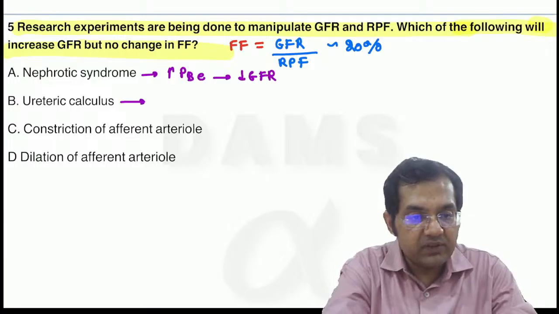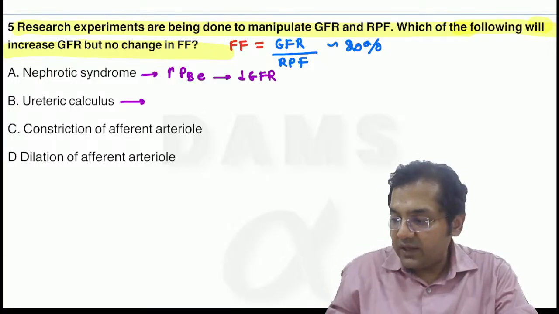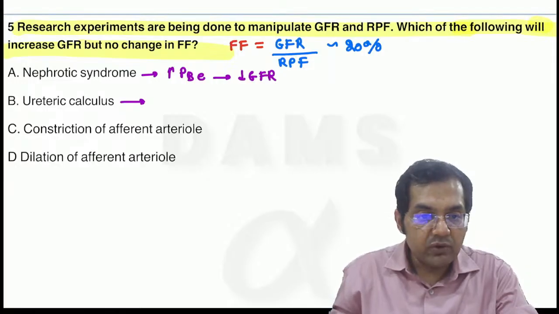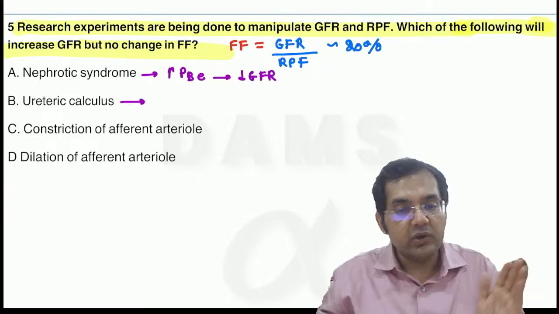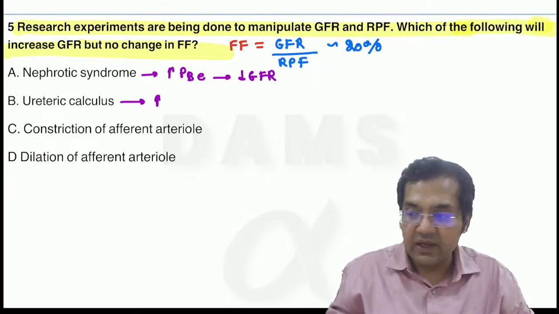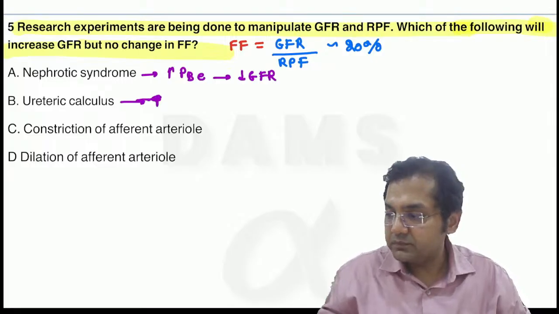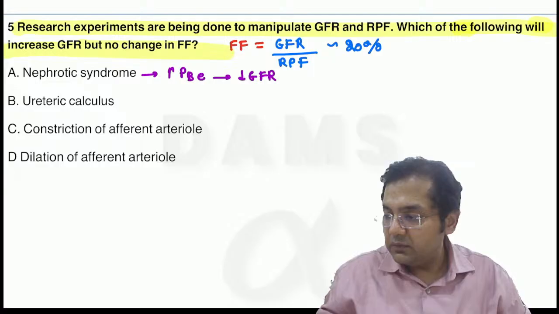Ureteric calculus, again a stone in the ureter, is an obstruction to the renal outflow. The urine cannot go out from the ureter because there is a stone. Calculus, hydrostatic. So, this I think I will just correct it.